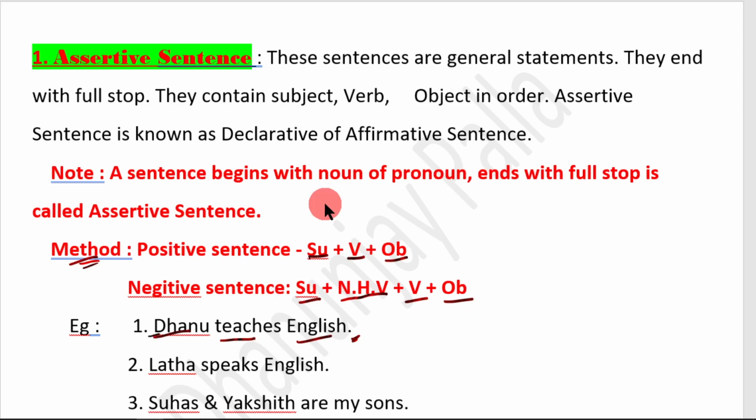Every sentence begins with the capital letter, ends with the punctuation. ఇది assertive sentence కాబట్టి capital letter తో begin చేసాం, full stop తో end చేసాం friends. Again, Lata speaks English. Okay, here Lata is the subject, speaks is the verb, English is the object. This sentence is the assertive sentence, so it ends with the full stop.